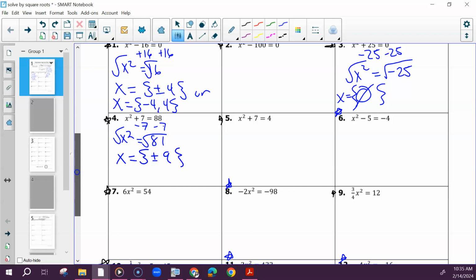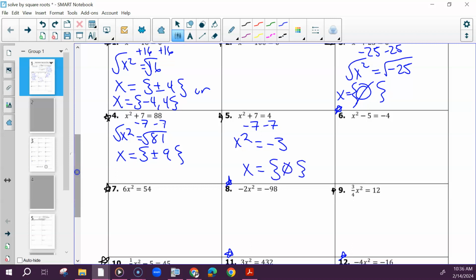Alright, number 5, if we subtract 7 and take the square root, what would that give us? Minus 3, and then our solution would be... now, you can get no solution by accident if you solve incorrectly. So you could also graph this to see what that would look like, but that'll make more sense when we actually get to the solution. So you still have to solve it.